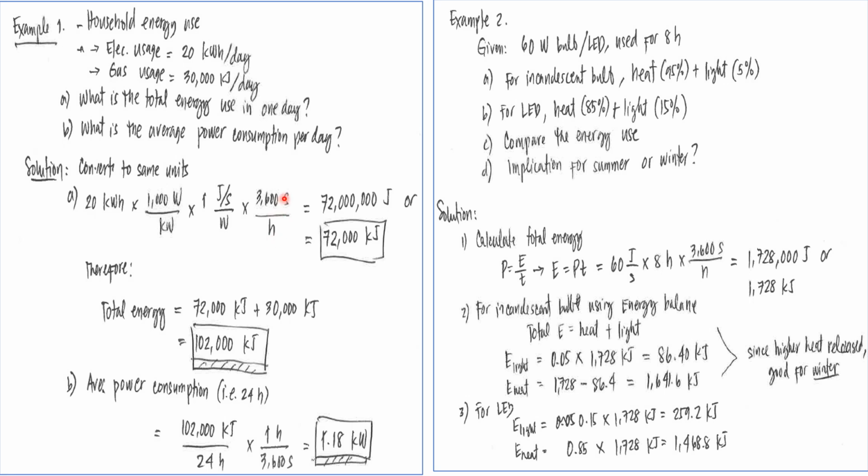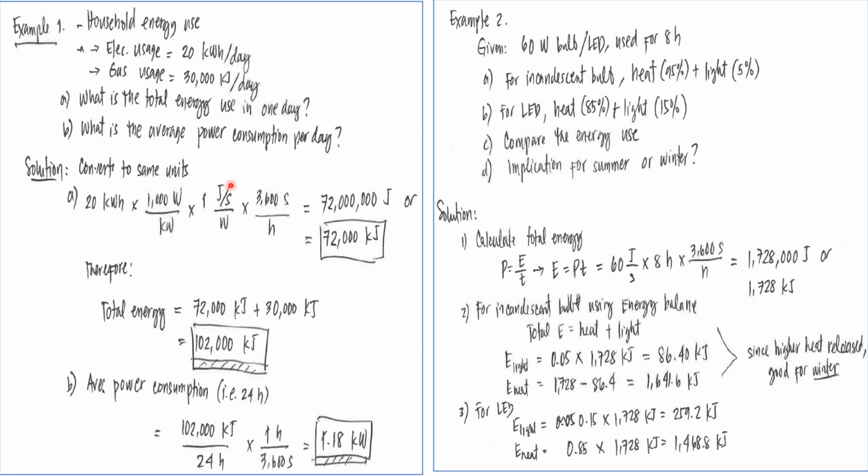So the first example is about the total energy used in one day and the average power consumption per day. So we know that we are given 20 kilowatt hours per day. The other one is 30,000 kilojoules. Then I decided to convert this kilowatt hour into kilojoules. In order to do that, we can just basically multiply with conversion factors. So we have 1000 watts per kilowatt, so that we can cancel the kilowatt here.